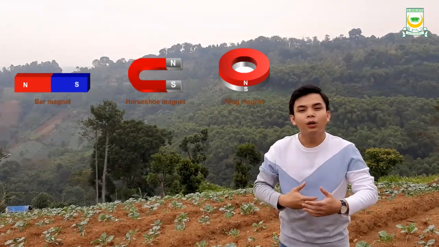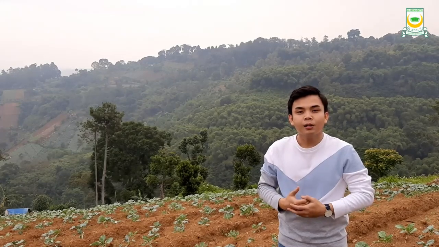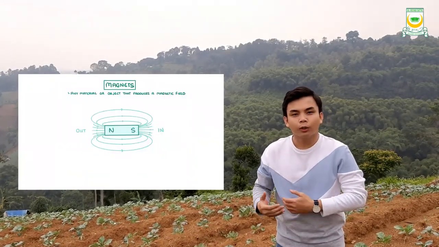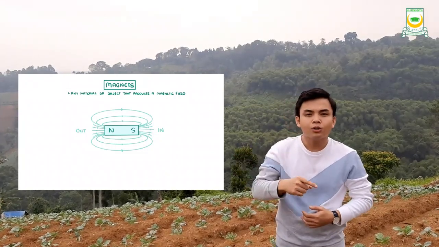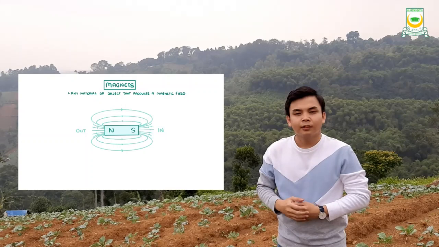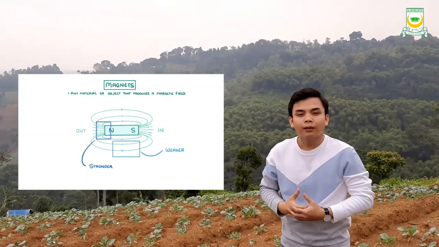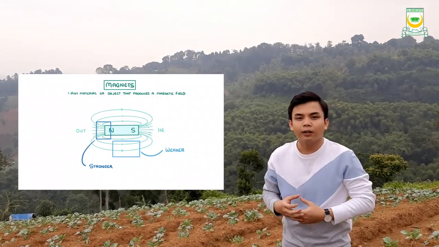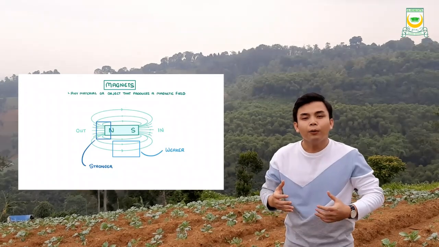So if you want to draw the magnetic field, you need to draw lines. The lines of the magnetic field come from the north pole to the south pole. So it goes out from north and goes to the south. You can see the picture here. And then this magnetic field will be really strong near the poles, so it will be really strong at the north and south poles. And then it will be really weak around the middle.